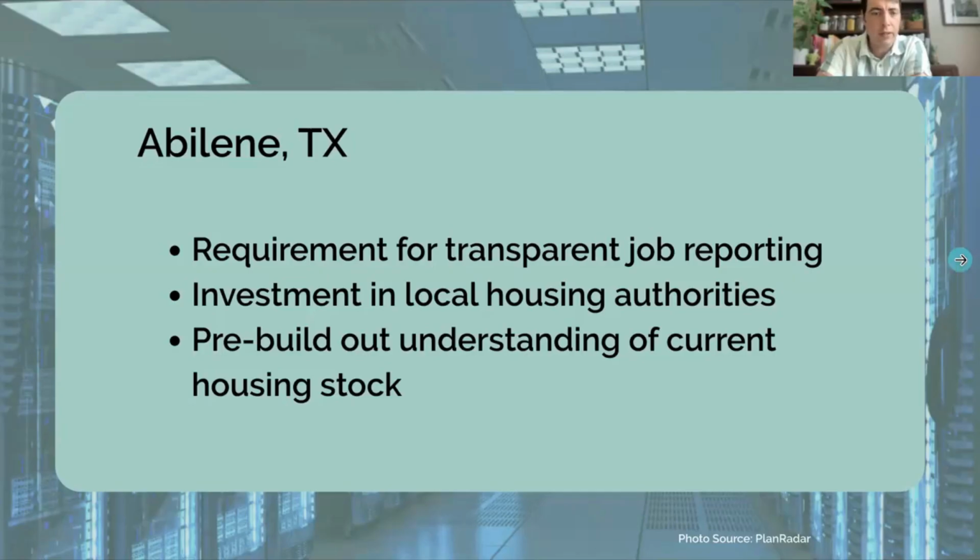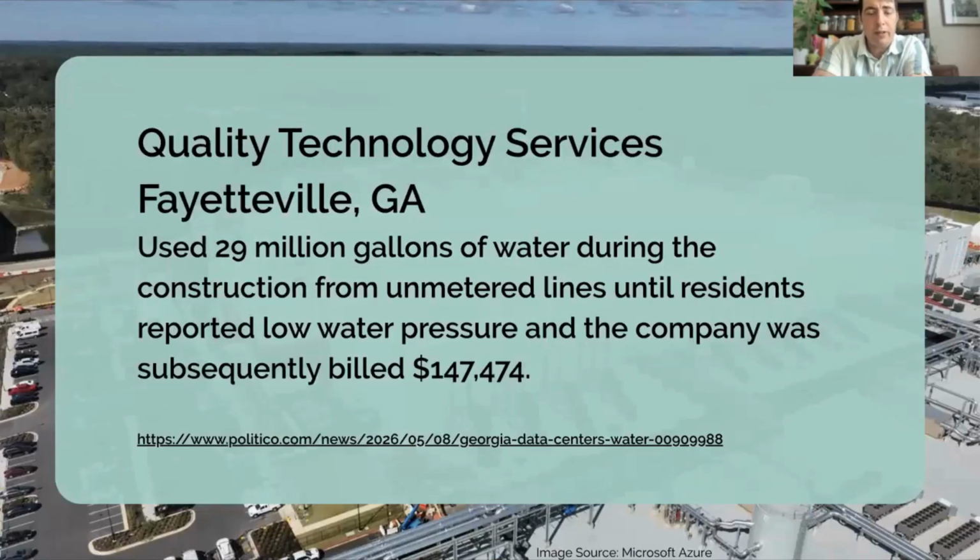Awesome. Thank you, Hannah. The next one we wanted to look at is in Fayetteville, Georgia. It's QTS, Quality Technology Services. They were recently found to have been using water during construction from unmetered lines. This did not come out until residents reported low water pressure, and the company was subsequently billed basically $150,000.